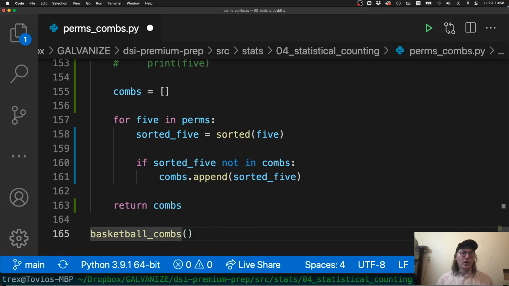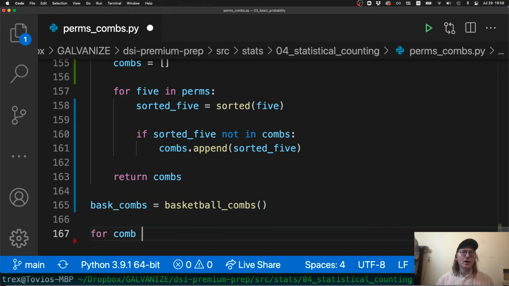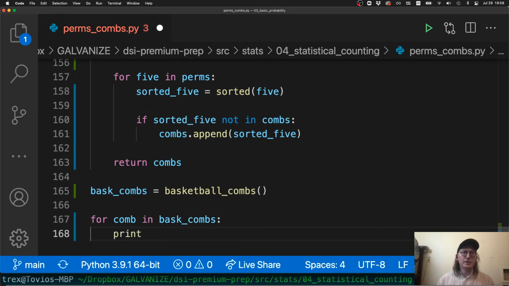So let me call this basketball comms, and I'm going to say for combination in basketball comms, let's print the combination.